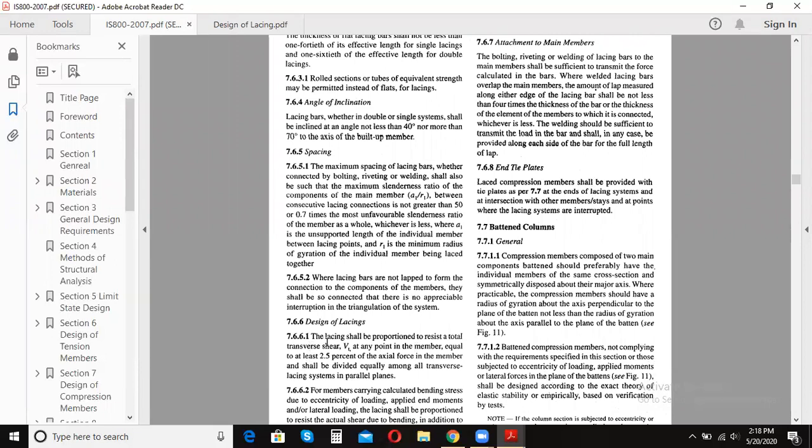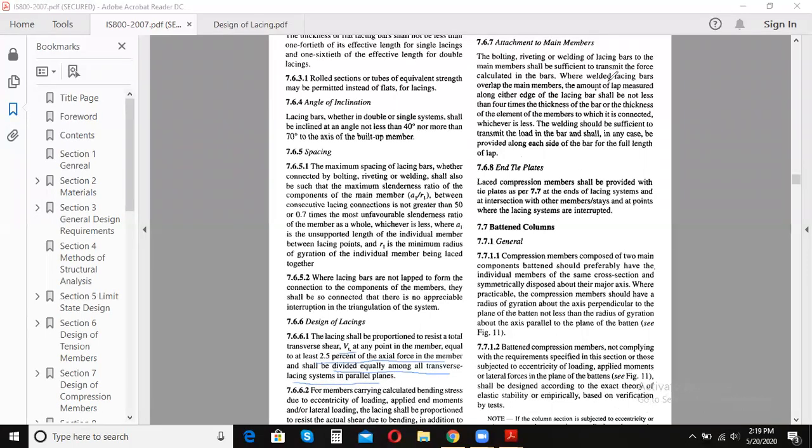Okay, so as you can see, the lacing shall be proportioned to resist a total transverse shear Vt at any point in the member equal to at least 2.5% of the axial force in the member and shall be divided equally among all transverse lacing systems in parallel planes. So Vt, which is the transverse shear force, is equal to how much? 2.5% of the axial force. So in single lacing system we have two parallel planes. Because of the presence of two parallel planes, we have to divide the value of Vt by the number of planes, that is by 2.